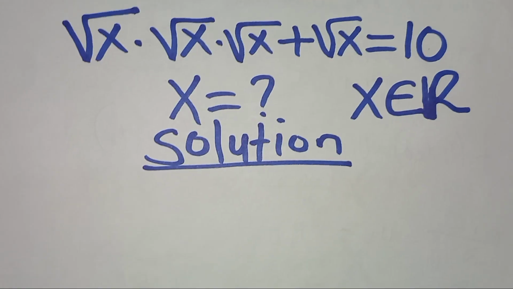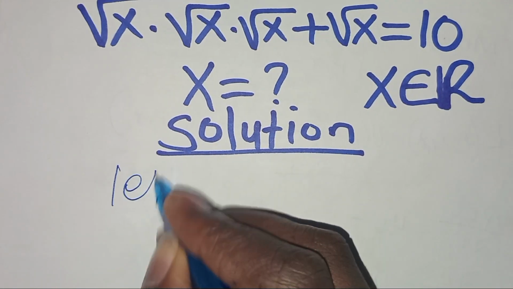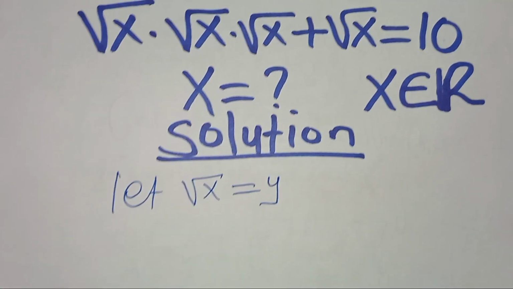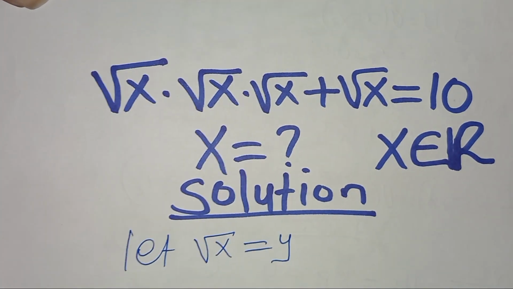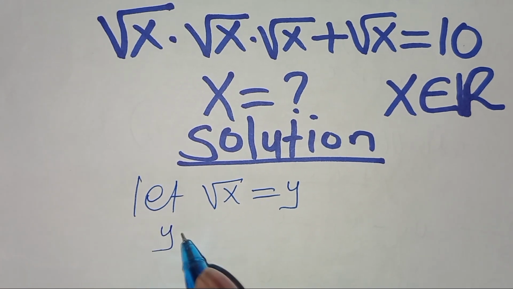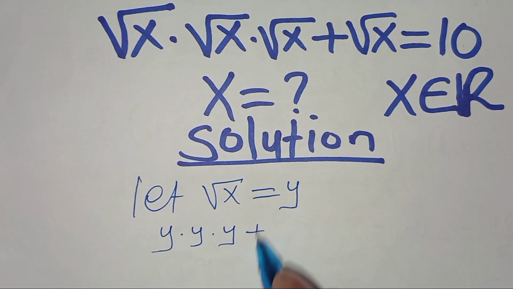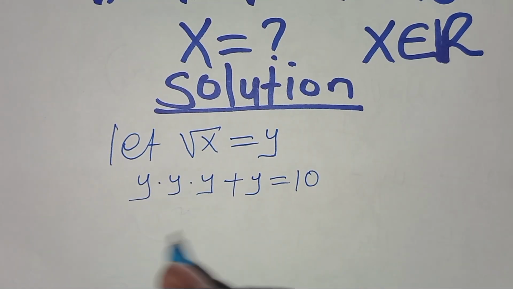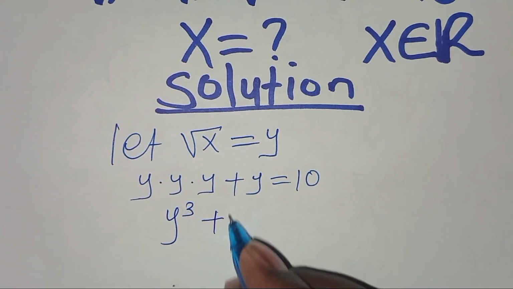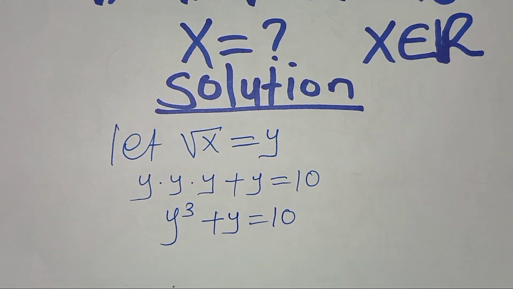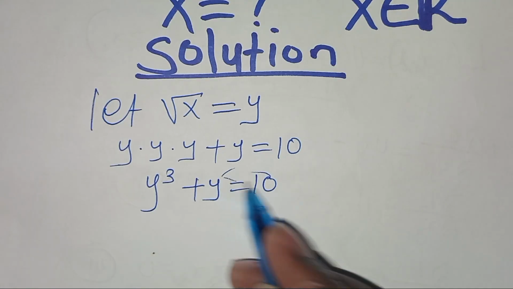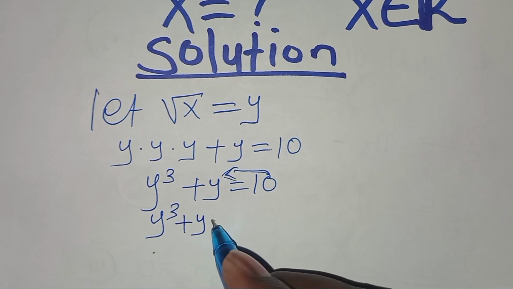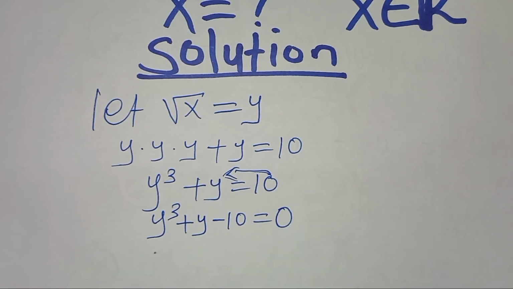So, solution here: let the square root of x be given as y. Where we have the square root of x, let's substitute with y. So we'll have y times y times y plus y, equal to 10. So y times y times y is y cubed, plus y, equal to 10. The next step, we take 10 to the left-hand side, so that we'll have y cubed plus y subtract 10 equal to 0.